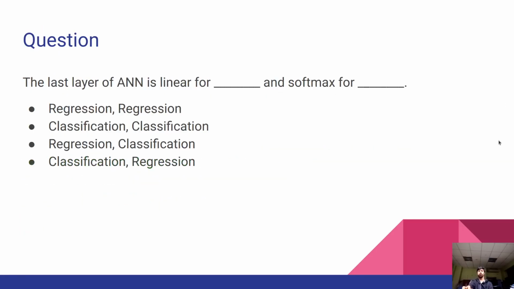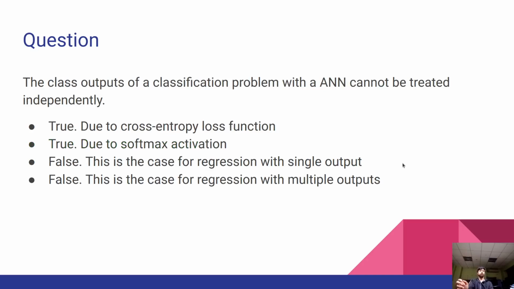So in regression it is linear, but in classification we can have multiple values, and to normalize them between 0 and 1 we use softmax. Then next question.